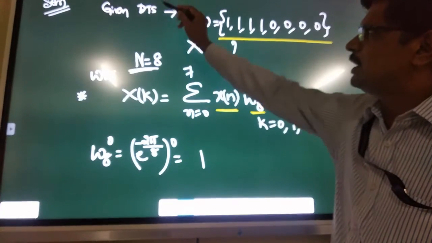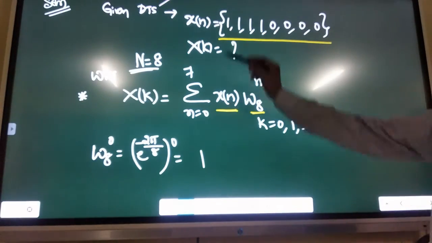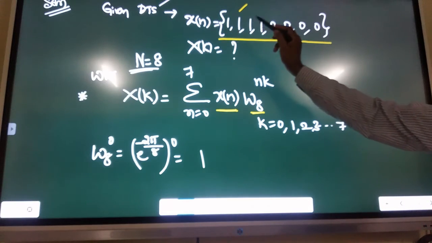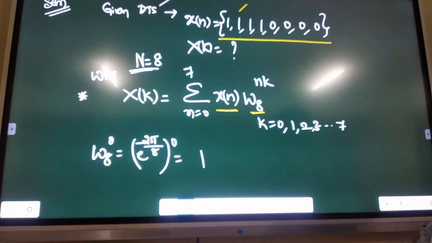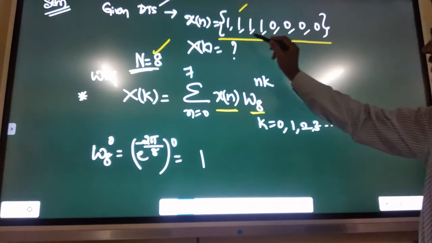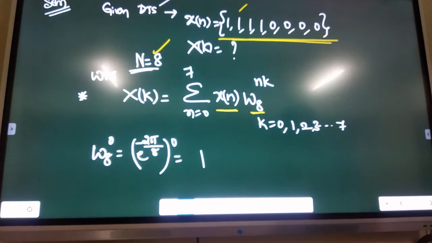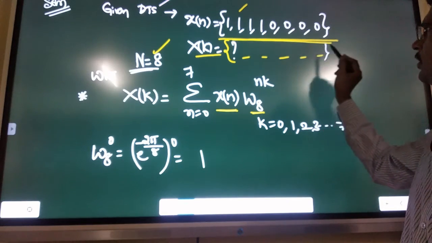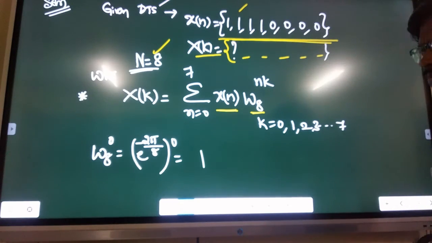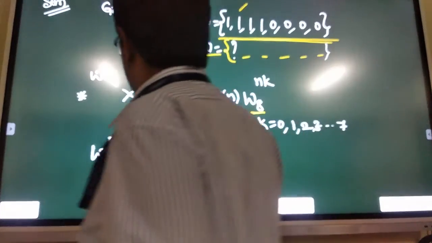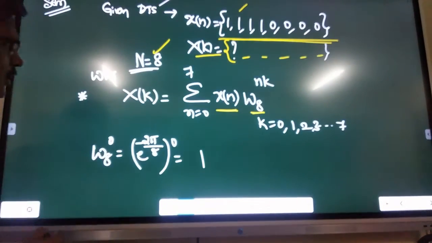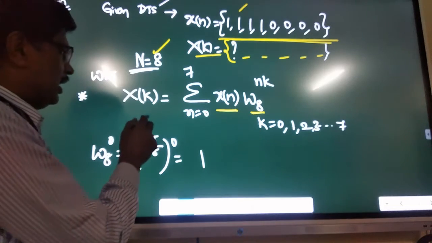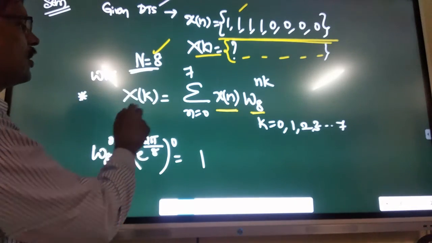First, write the DTS, discrete time sequence, the given sequence, time domain samples, x of n equal to 1, 1, 1, 1, 0, 0, 0, 0. N is 8, 8 samples are there, right? Now you have to find 8 frequency samples for this time domain signal. How to do it? First write the formula as usual.